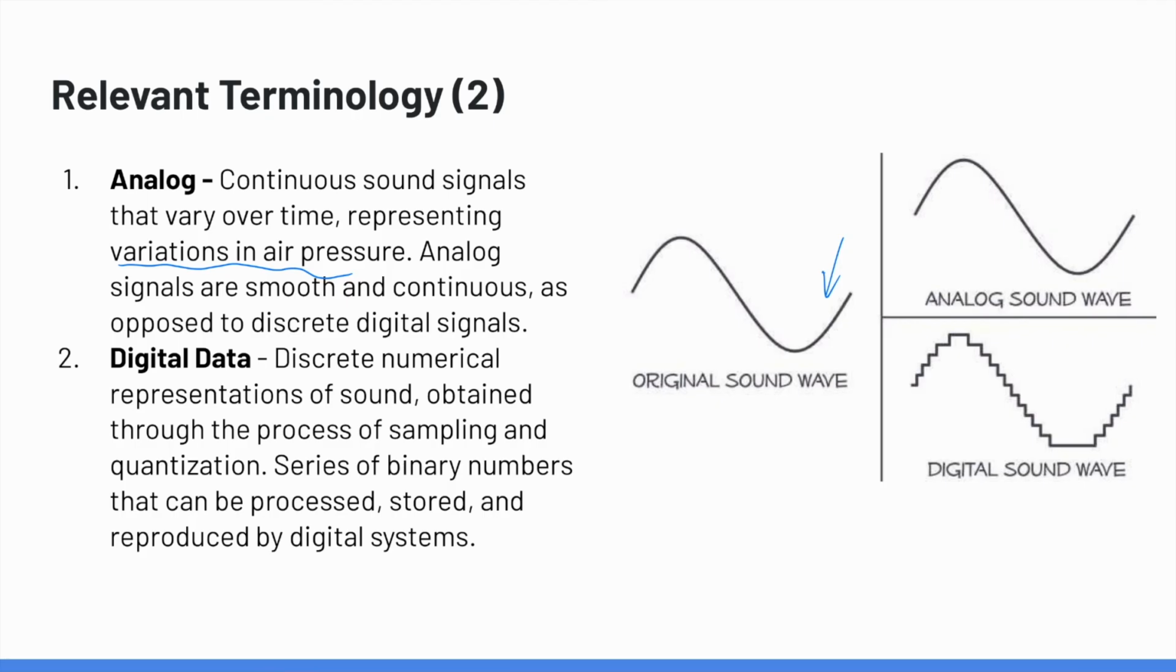Now, one thing to keep in mind is analog signals are smooth and continuous, so it's just a continuous stream of data, versus the digital representation, which is going to be discrete according to the sample rate. This is going to be our digital sound wave, where each one of these little points, each one of these little steps, is our representation of sound, where in analog it was all one smooth curve. Our digital representation is a numerical representation of the sound. Essentially, it's a series of binary numbers that can be reproduced later on to output that sound through a speaker.